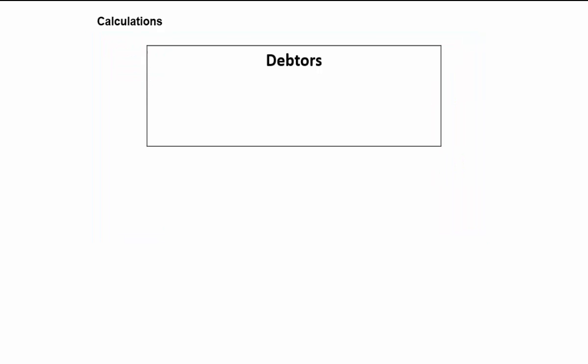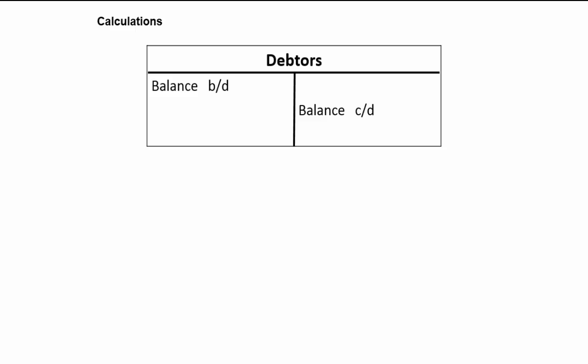Right, let's look at that calculation. We're going to look at my customers. The only customers who owe me are my debtors. So we're going to look at the opening balance for my debtors, and we're going to look at the closing balance for my debtors. Debtors are assets. So the opening balance will be on the left, on the debit side, and the closing balance on the credit side. My debtors increase when I sell to them. So I will add that to my opening balance.